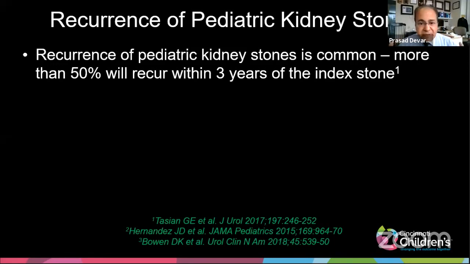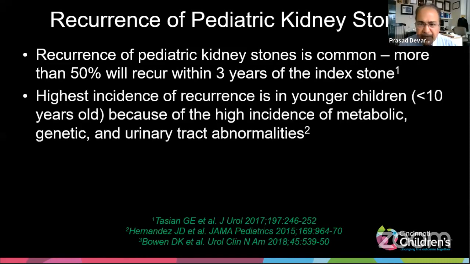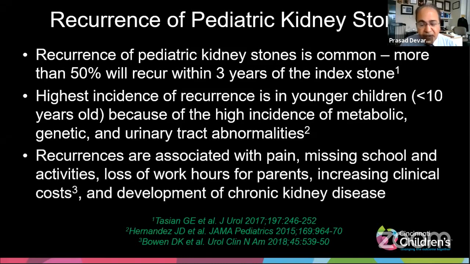If a 6-year-old gets a kidney stone, he's going to get another one in 2 years, and then another one in 1 year, then another one. By the time he becomes an adult, he's going to get about 10 kidney stones, which is terrible. Terrible for many reasons, and we'll come to it later. And obviously, the ones with metabolic or genetic or urinary tract abnormalities are the ones that get the highest incidence of recurrence. Recurrence is a problem because it causes pain.